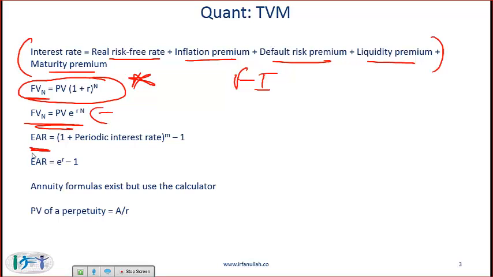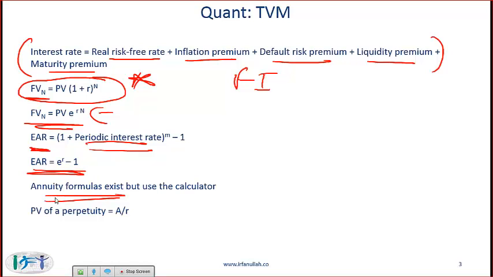The effective annual return is 1 plus a periodic rate. So if your period is a quarter, then this would be your quarterly rate. M then would be 4 because you have 4 periods in a year, and then minus 1 to get a rate. If you are using continuous compounding, then the effective annual rate is e to the power of r, where r is the stated annual rate, minus 1.